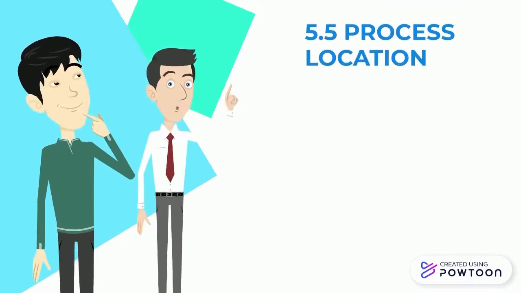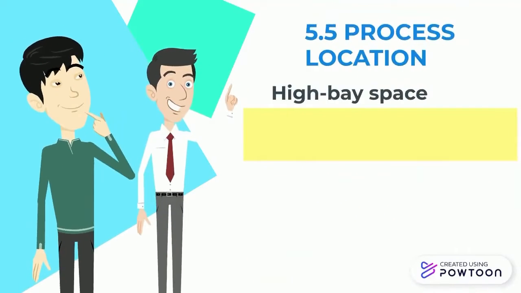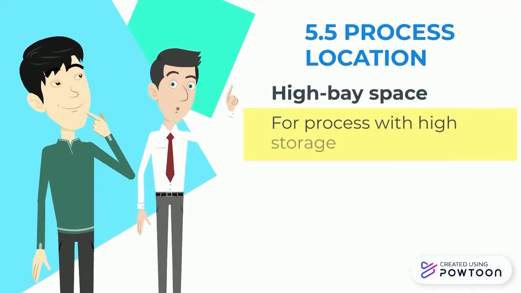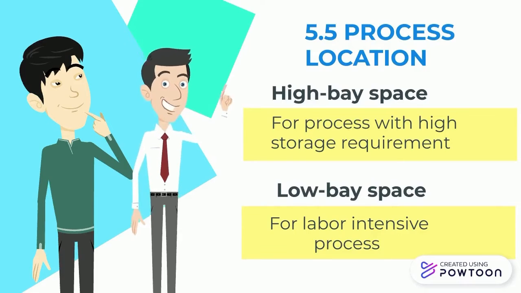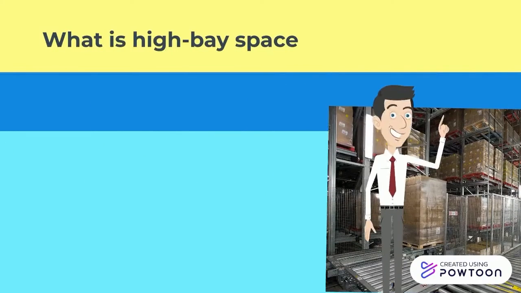Now, let's move on to process location, which covers high bay space and low bay space. High bay space is for processes with high storage requirements, meanwhile low bay space is for labor-intensive processes. What is high bay space?